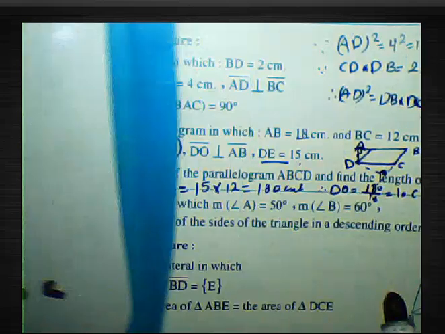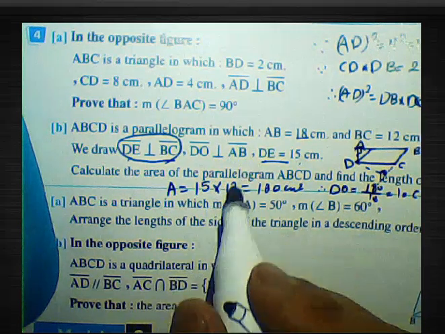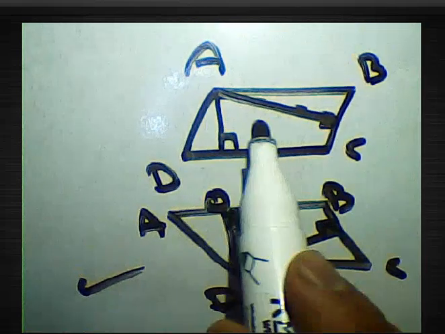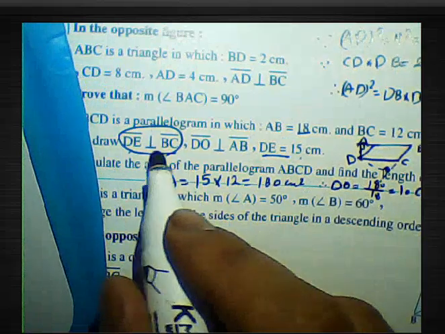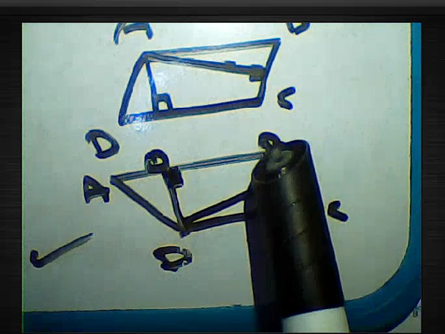And the next direction of height here, DO perpendicular to AB. Okay, this is a true drawing. But if you draw this, you will draw the height outside. DE perpendicular to BC is a true drawing. Again, ABCD, DE perpendicular to BC. So the area equals DE multiplied by BC. And if you want the height DO, you must divide the area, 180, by AB, 180 divided by 18 equals 10 centimeters, so DO equals 10 centimeters.